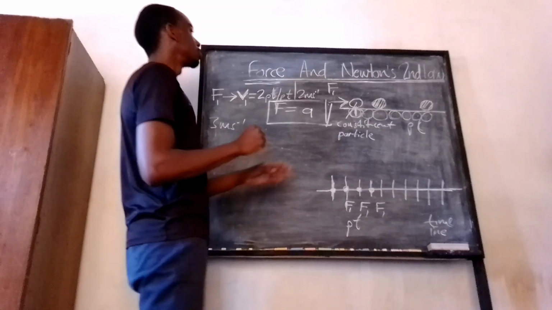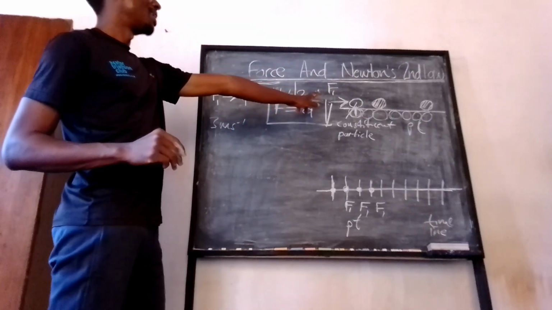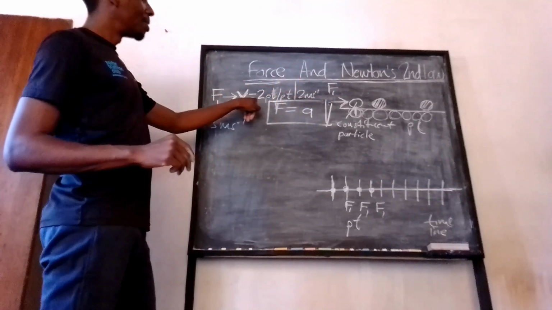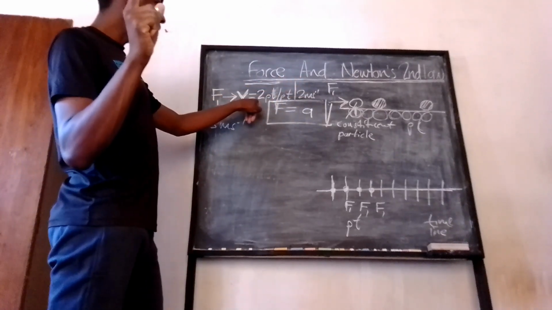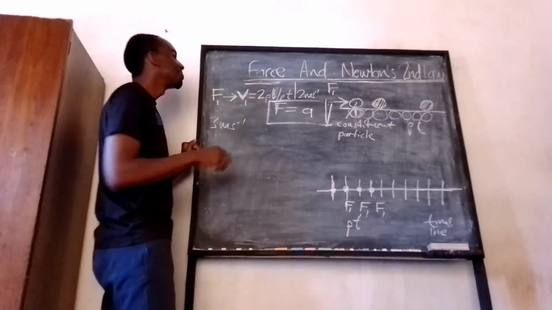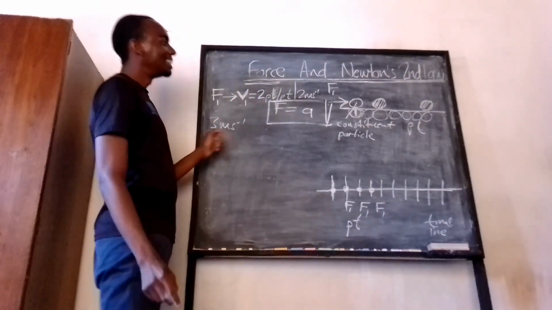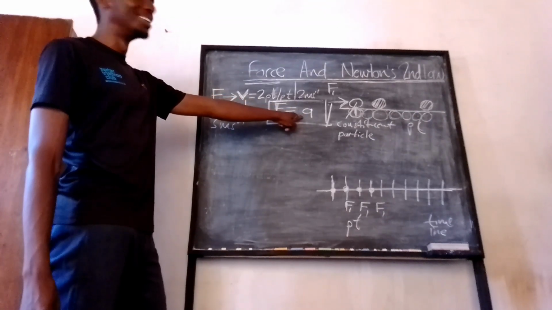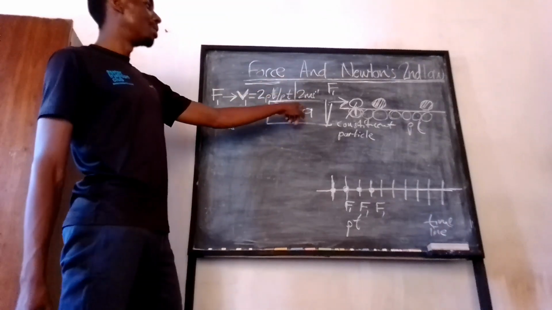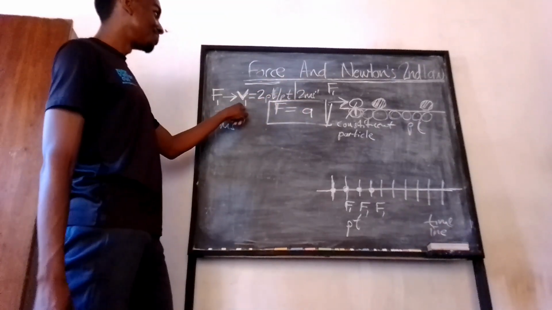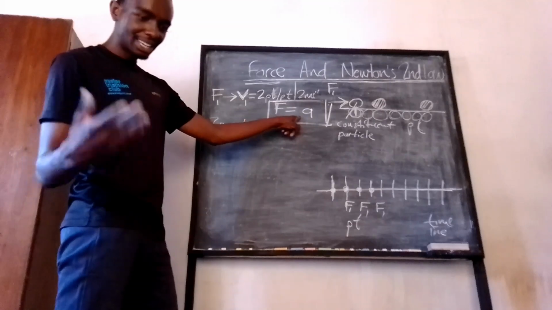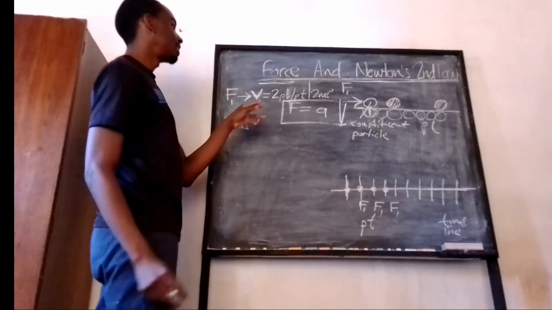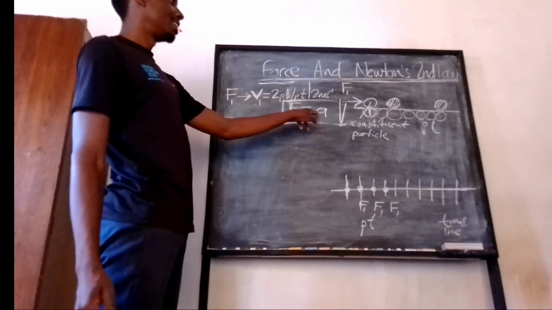Okay, let's continue. So, notice something now. I said F1 is associated with V1. But if you're really paying attention, you'll notice that what I'm calling V1 is really the acceleration when it comes to Newton's second law. What I'm calling the velocity is actually the acceleration. Yes, I know I might have confused you a bit. Let me explain. So you'll notice that V1 is really just the acceleration.